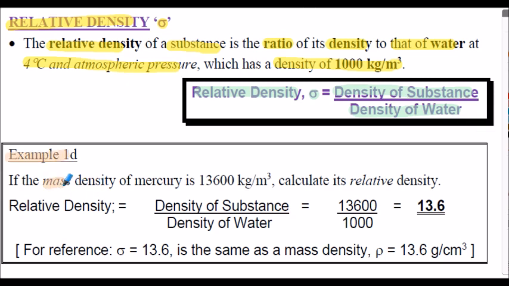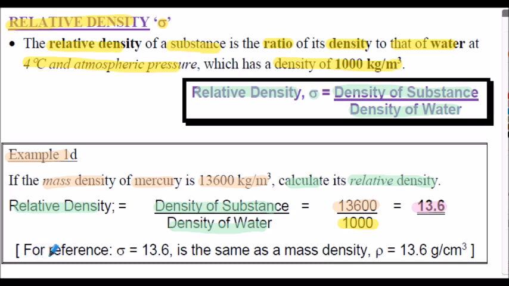The mass density of mercury is 13,600 kilograms per meter cubed. We've got to calculate its relative density. So relative density, as shown above, is the density of the substance divided by the density of water. So the mass density of mercury is 13,600 kilograms per meter cubed. The mass density of water is 1000 kilograms per meter cubed. So that evaluates to a ratio of 13.6. Notice that relative density is dimensionless because it is basically a ratio of two mass densities.